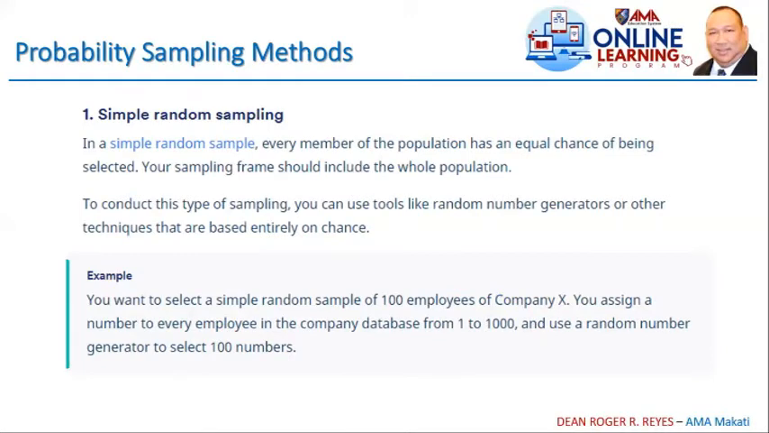Example, you want to select a simple random sample of 100 employees of company X. So, 100 na kailangan natin. You assign a number to every employee in the company database from 1 to 1,000. Bakit 1 to 1,000? Kasi 1,000 ang iyong sampling frame. They are the total employees of company X. And then, use a random number generator to select 100 numbers.